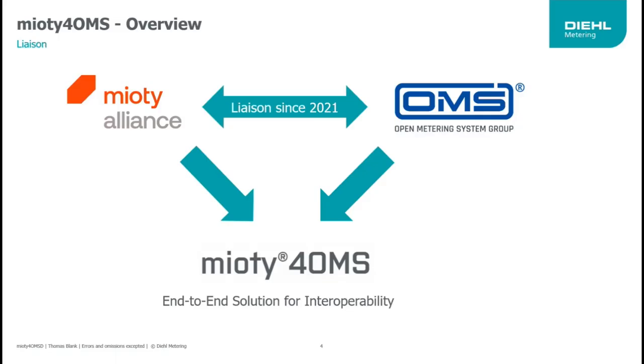mioty and OMS started their work together in 2021, where they signed a liaison. So it's a history of 5 to 6 years. Both groups work together. For those of you who do not know the OMS group, it's a group of manufacturers and utilities that come together to define an interoperable metering system. And that is the goal of the OMS group.